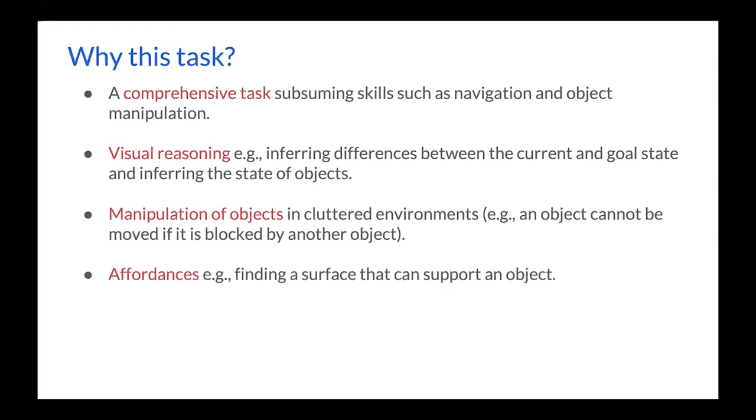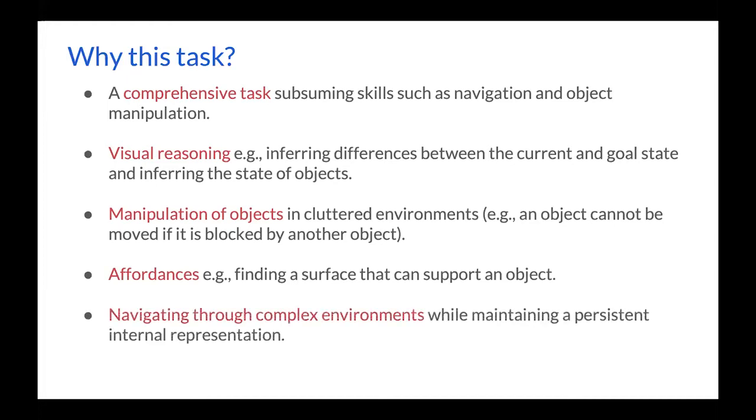We need to reason about affordances. For example, we need to find a surface that can support the object that the agent is holding. And it requires navigation through complex environments while maintaining a persistent internal representation of where the agent came from, what actions the agent did, and what the consequences of those actions were, and many other challenges that are required to solve this task.